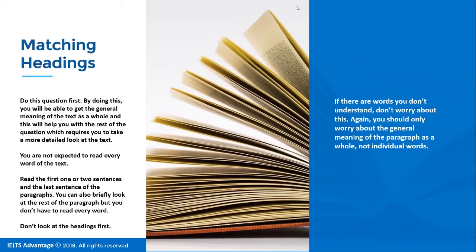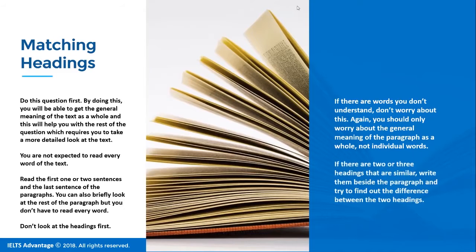If there are words you don't understand, don't worry about this. Again, you should only worry about the general meaning of the paragraph as a whole, not individual words. I've worked with some students and they see this type of question and they see one word they don't understand. They're like, oh, I don't know anything about this paragraph. It's like, you don't need to understand every single word in a paragraph to understand the general meaning. If there are 2 or 3 headings that are similar, write them beside each other, beside the paragraph, and try to find out the difference if you have time to do that. If you still can't decide which one suits best, move on and come back later.